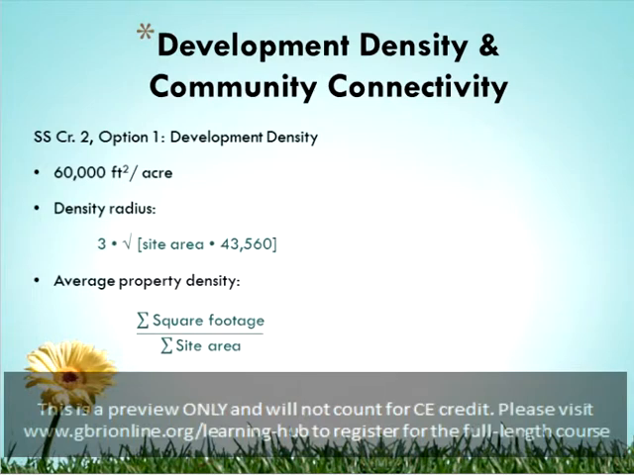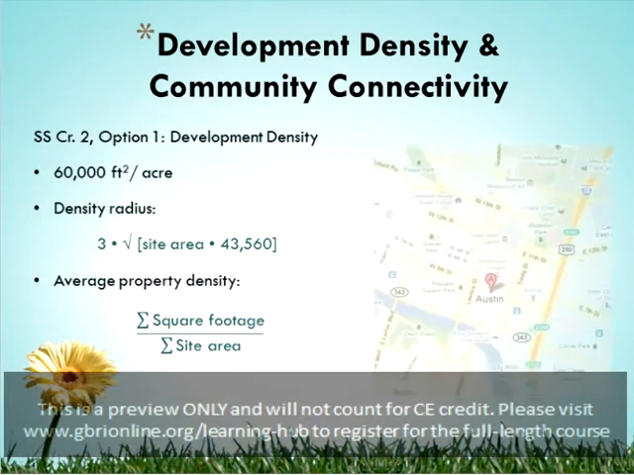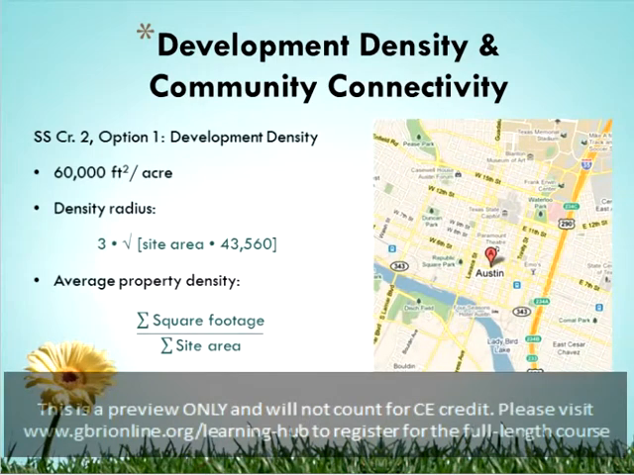The IDNC and BDNC rating systems have SS Credit 2 in common, Development Density and Community Connectivity. In both cases, the credit is divided into two options. Option 1 is Development Density. To earn points for this option, projects should choose a previously developed site that is in a relatively dense neighborhood.